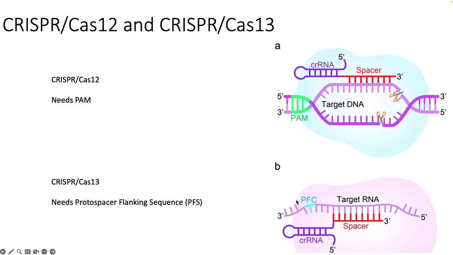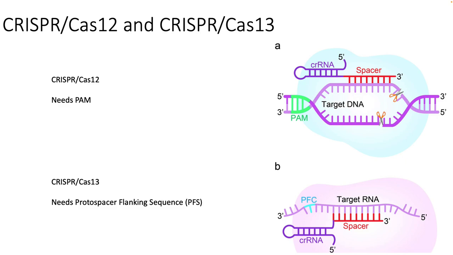There's also CRISPR-Cas13. CRISPR-Cas13 is different because it edits RNA. So you can edit mRNA that's going to be translated into protein, so you can edit it post-transcriptionally. And this contains the PFC, which is the protospacer flanking sequence. This is similar to the PAM, but it's only one nucleotide.